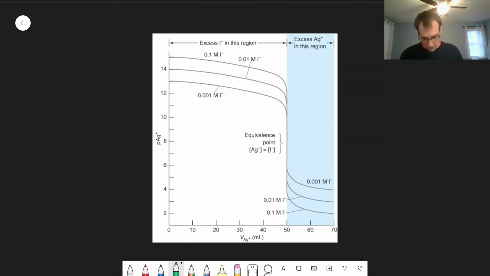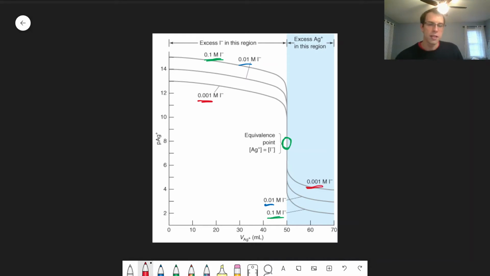One thing you can see here is that, like I was talking about in the previous video, our pAg value is the same for all these titration curves. What's different here is we're changing the concentration of iodide that's present in each one. So a more concentrated iodide solution is here on the top, and then we have a less concentrated curve here, and the lowest concentration is the third one here.